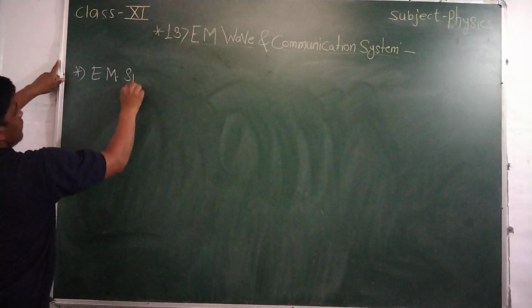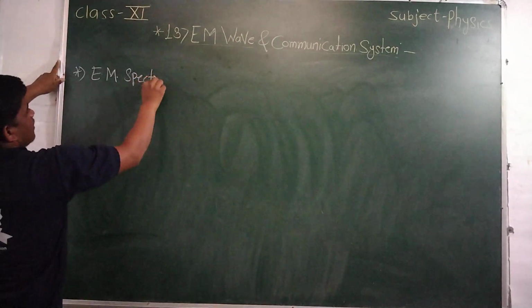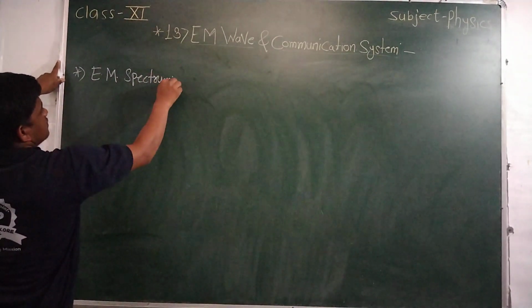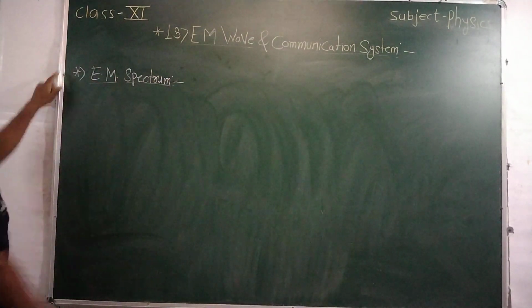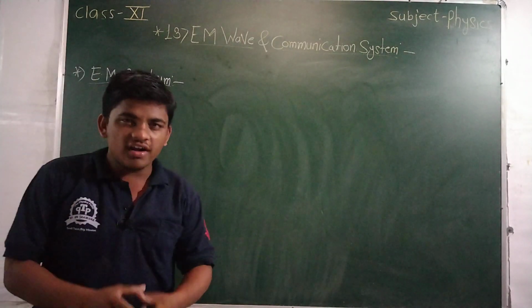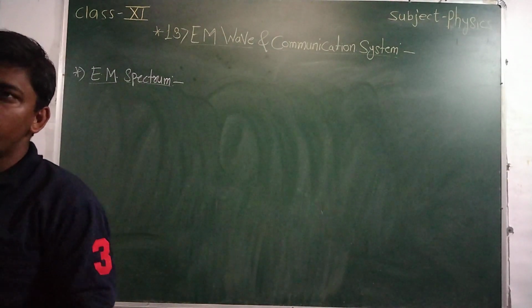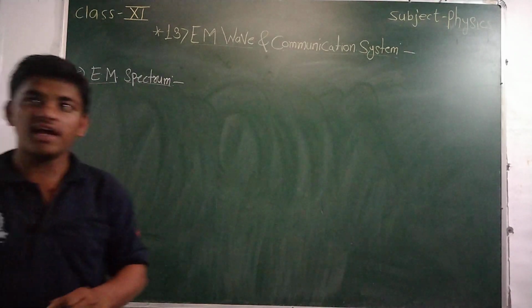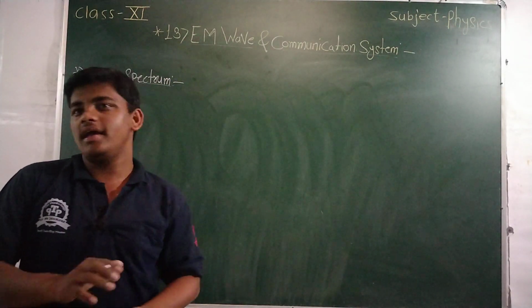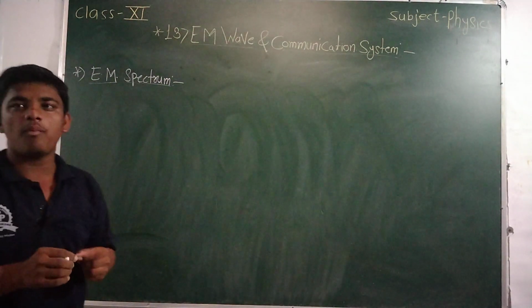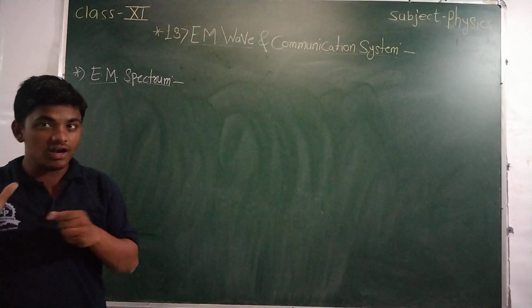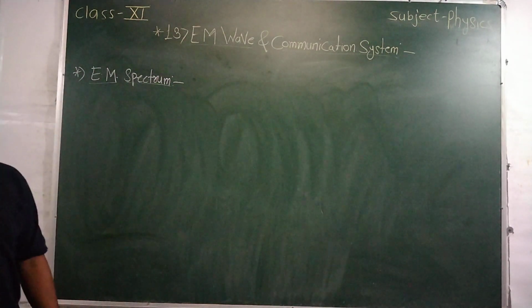The EM spectrum, the orderly distribution of the electromagnetic waves according to their wavelength in the form of distinct groups of different properties, is called the electromagnetic spectrum.